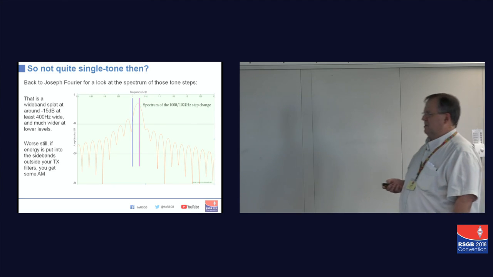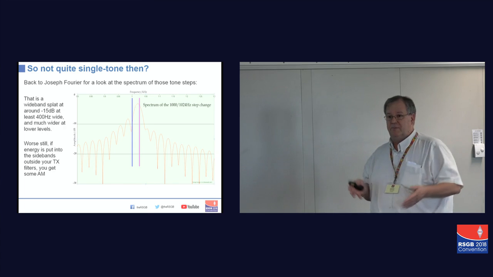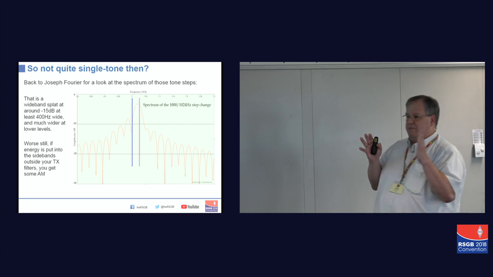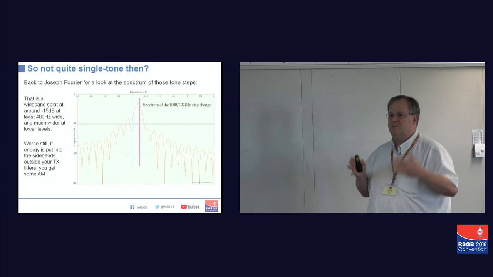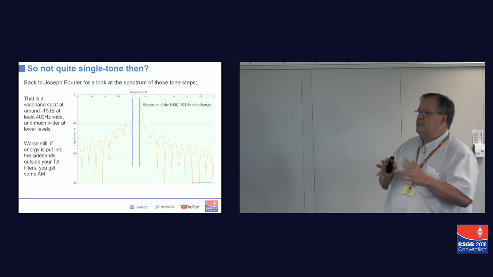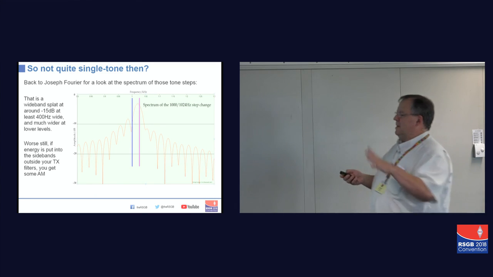The other thing is that all this energy that you're putting out into those sidebands may go outside your transmit filters. Now, if you start slicing bits of this off, you're going to affect the main tones. When the decoding happens, there's going to be some smearing. So, you know, you really need to be transmitting the whole of that if you can. Sounds like that might not be very neighbourly.